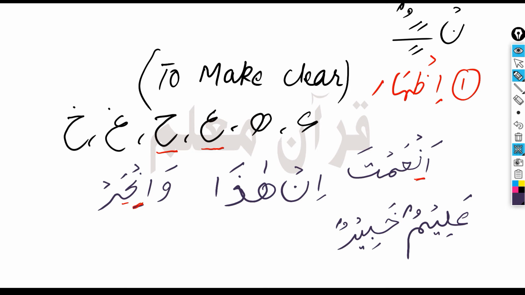Okay, alimun khabir. Here we have tanween on top of mim. You can see alimun, and then we have kha. Here you can see kha is the izhar letter. So we can't do gunna with this tanween, because the kha comes after tanween.